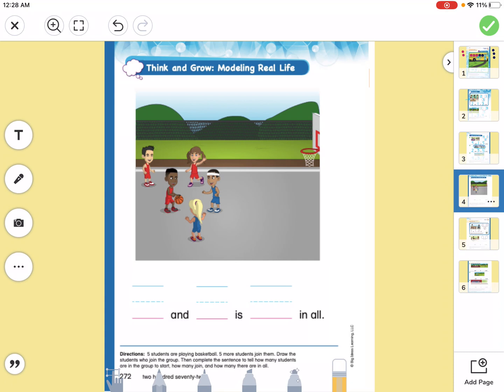Okay, so 5 students are playing basketball. Now we need to draw, or I need to draw, the other 5 students. Okay, so 5 more students are joining. 5 more students are coming to join. There's 1.